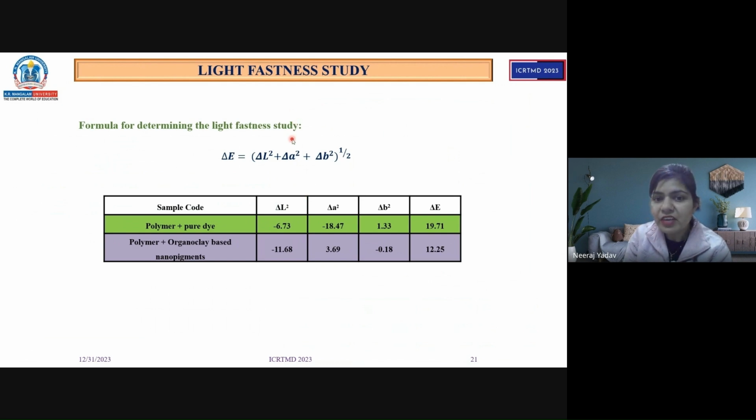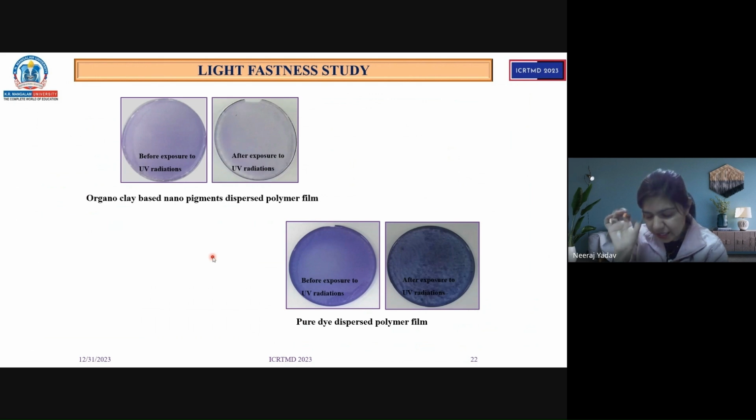So this is the light fastness study, and it is based on the value of delta E, which is the color difference between the sample and the reference. The lesser the value of delta E, the more stability the polymer film has against UV visible rays. So you can see here that the delta E value is 12.25 in the case of the organoclay based nanopigment. So these polymer films are found to be more stable against the UV light, and you can see the difference.